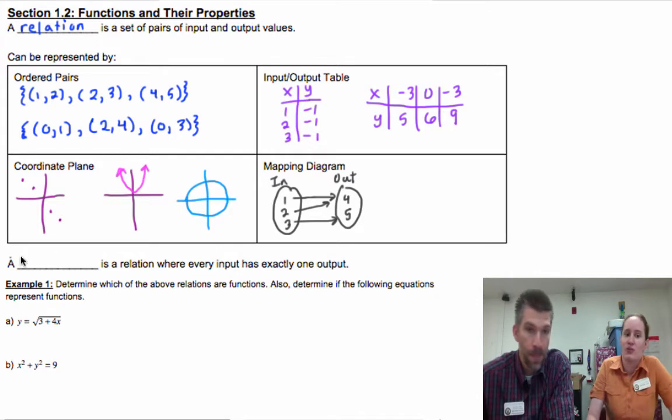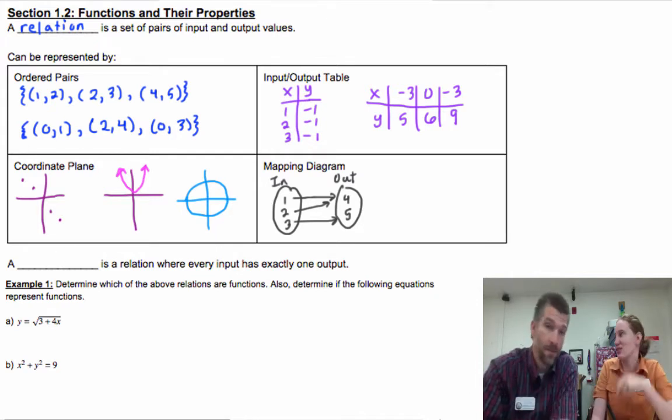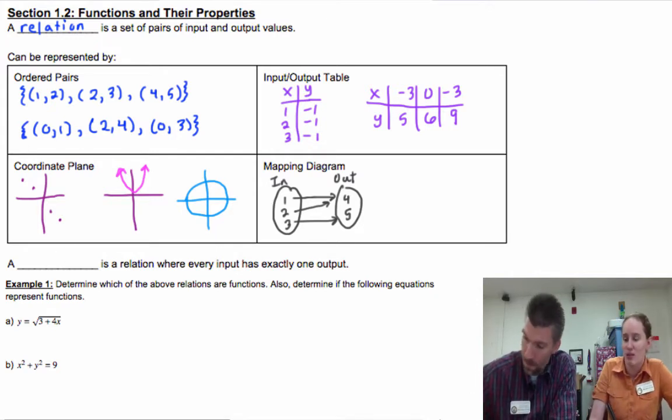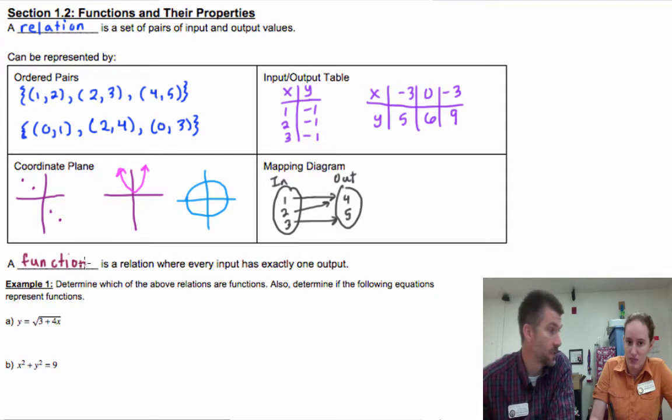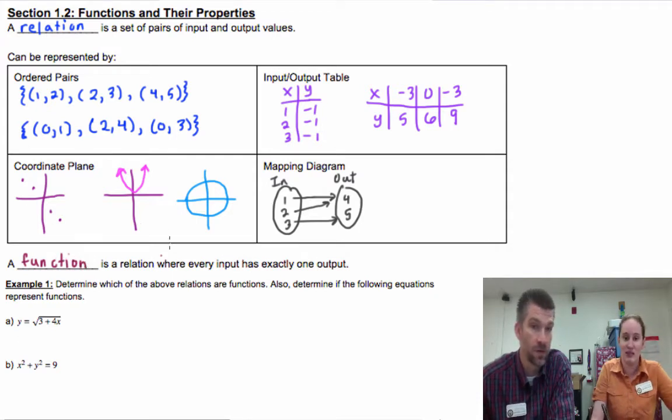Now that we've got all these different ways of representing relations, there are specific kinds of relations that we really care about. And they are called functions. We're going to study functions pretty much until we study conic sections. And then they're not functions, they're relations.